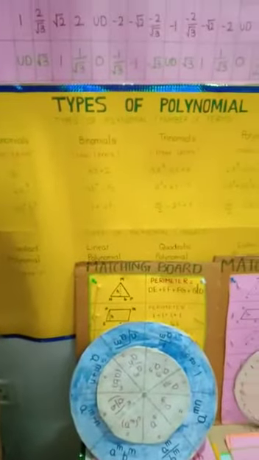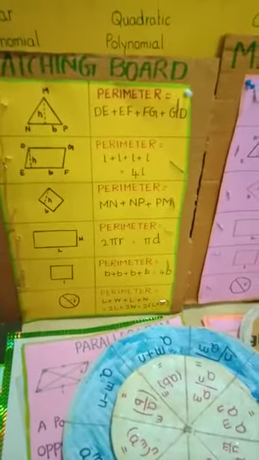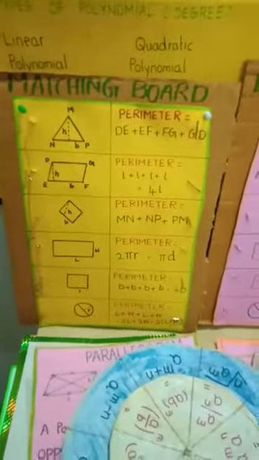This is a types of polynomial chart. If you want, I will show you. This is how it will be. This is a cubic polynomial, and these are my matching boards. For mensuration I have made area and perimeter. One matching board is for area and another matching board is for perimeter.